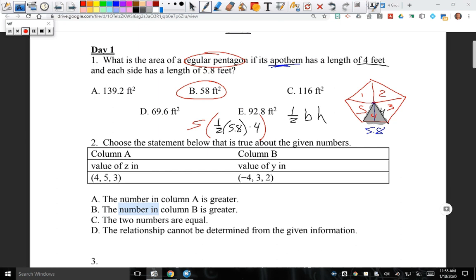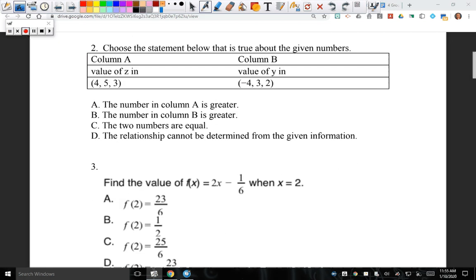Okay? So that's an apothem. Some of you might have broken this up into those small right triangles. You just have to multiply by 10 instead of 5 to get the total. However you did it, 58 feet squared is the answer. Okay? So let's move on to number 2.